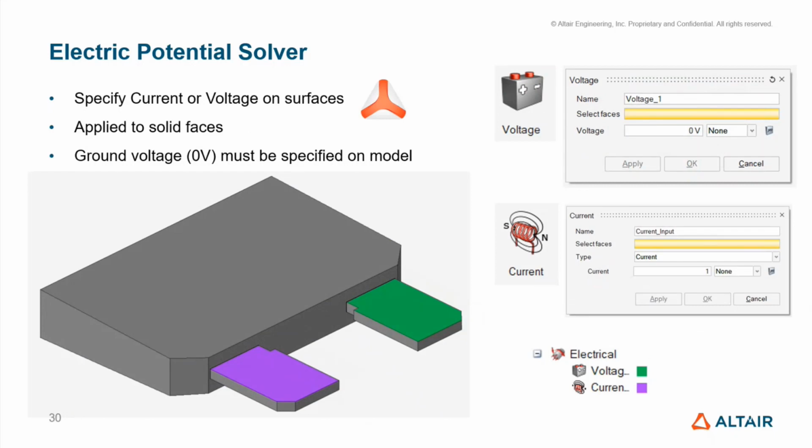Currents and voltages are specified on surfaces. And these surfaces should be attached to solid bodies through which the current will be calculated. And a ground voltage must be specified on the model somewhere.